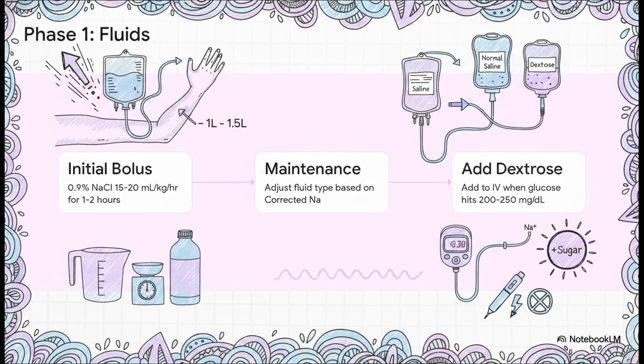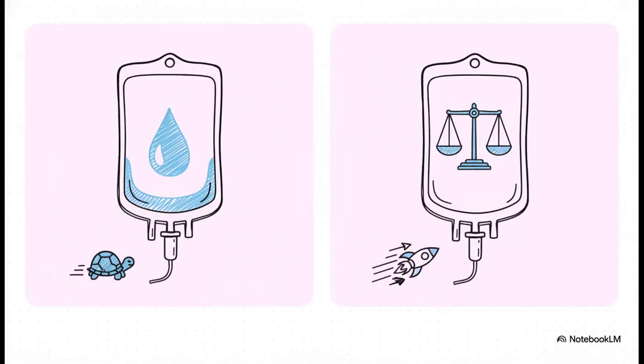Step 2 is where that corrected sodium we just talked about comes into play. After the bolus, if the corrected sodium is normal or high, you switch to half-normal saline to dodge hypernatremia. If it's low, stick with normal saline. Then step 3 is the pivot. The exact second the blood glucose falls into that 200 to 250 range, you must add dextrose to the IV fluids. We do this so we can keep the insulin running to clear out the acidosis without totally crashing their blood sugar.